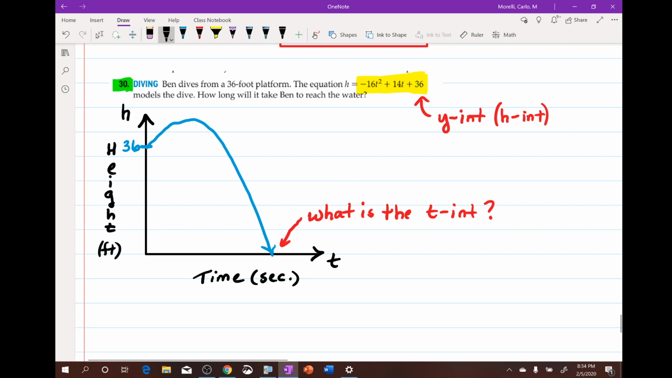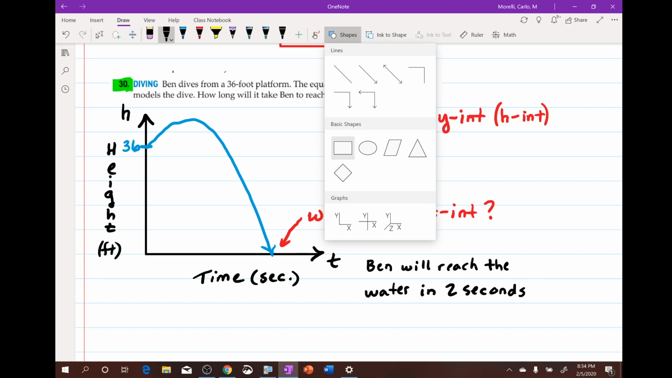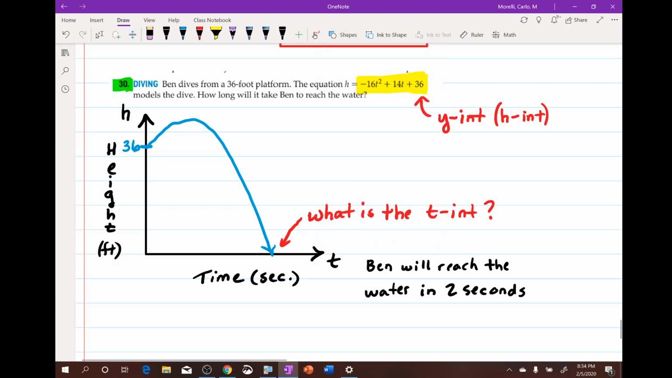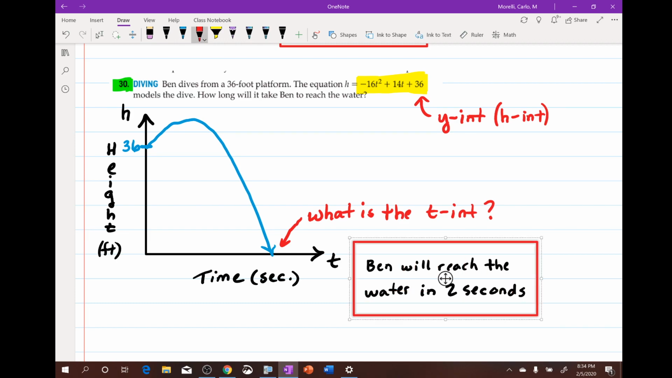So the answer is, here's how you'd write the answer. Ben will reach the water in 2 seconds. All right, that's how you did that problem there. And we solved the whole thing on the TI calculator. So that's how we figured that out. And we used the TI. And that was fine, okay? It's even easier on Desmos.